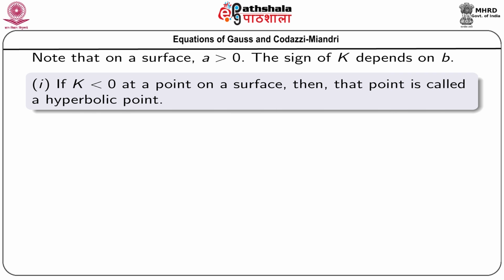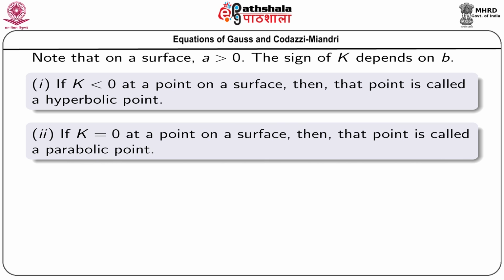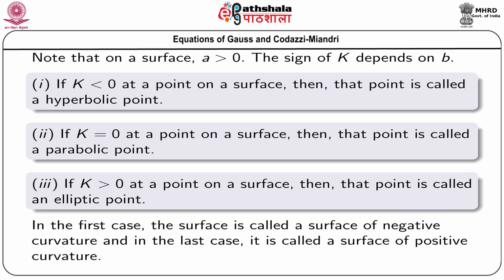Now, if K, the Gaussian curvature, is less than 0 at a point on a surface, then that point is called a hyperbolic point. So, here it is a surface of negative curvature, that means the Gaussian curvature is negative at a hyperbolic point. If K equals 0 at a point on a surface, then that point is called a parabolic point, and if K is greater than 0 at a point on a surface, then that point is called an elliptic point.